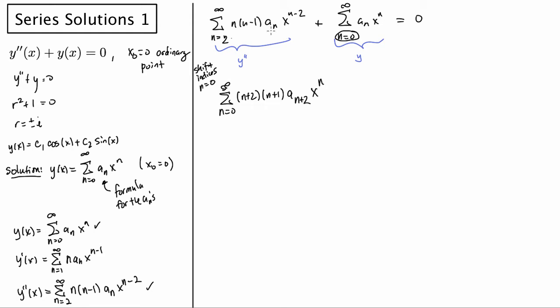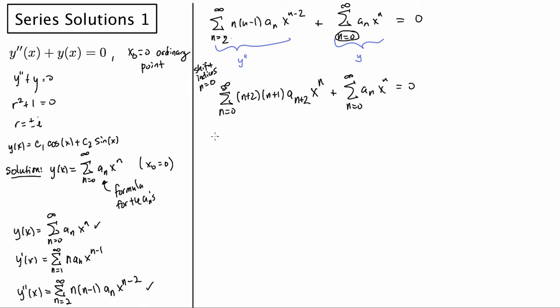If you observe, I haven't changed the problem at all, and that's the beauty of this. I'm just doing some shifting to get things to line up right. If I plug in n equal to 0 here, I've got 2, 1, a sub 2, x to the 0. If I plug a 2 in here, I've got 2, 1, a sub 2, x to the 0. It's the exact same thing. So I'll bring this piece along as well. So now both of my sums are shifted to 0.